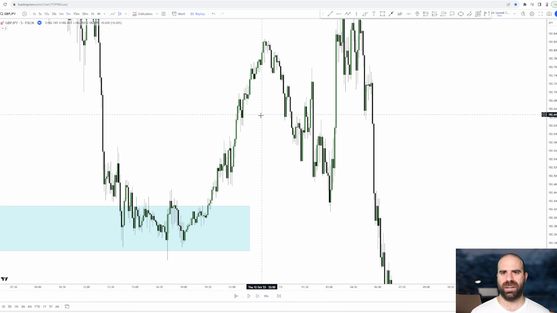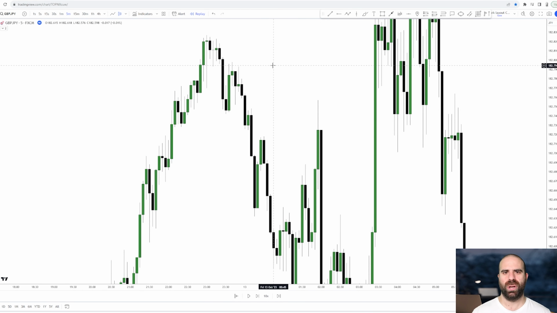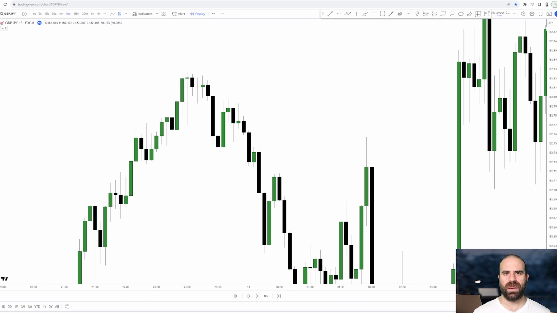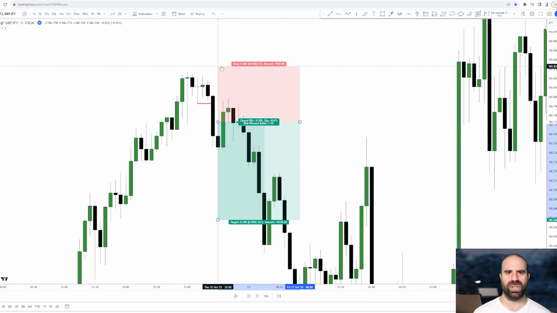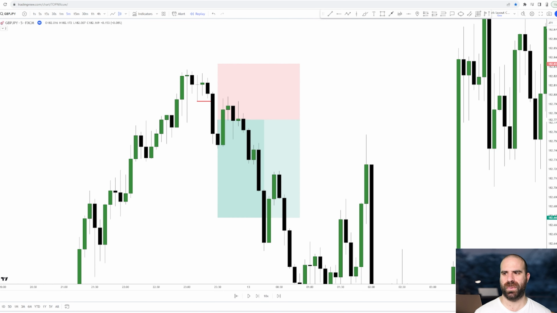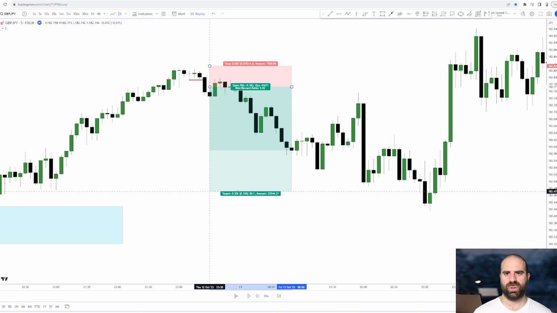And what do you see again? You have two opportunities to enter. One is this impulsive change of character, exactly right here. And you can enter from this FVG. And this went up to 6-1 reward to risk.